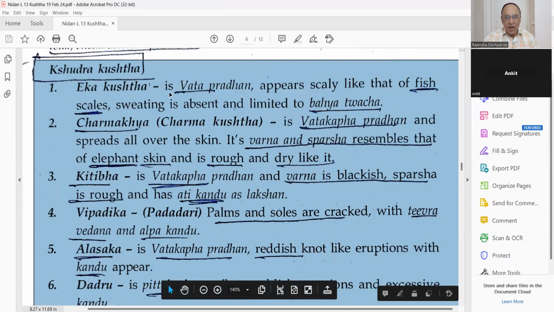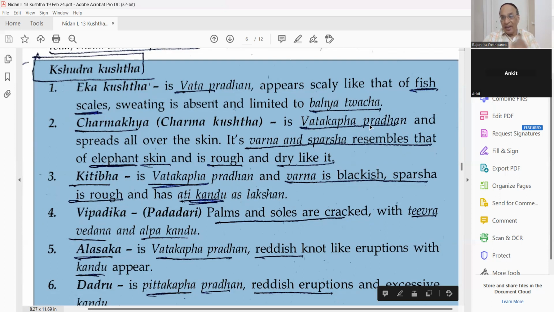Eka Kushtha, Vata, appears like the scales of the fish. This is in the Bahya Tvacha. Next, Charmadala or Charma Kushtha, that is Vata Kapha, VK Pradhana. Varna and Sparsha resemble that of elephant skin. That is why it is called Charma Kushtha, elephant skin, rough and dry. So some examples you must remember: here fish, here elephant.